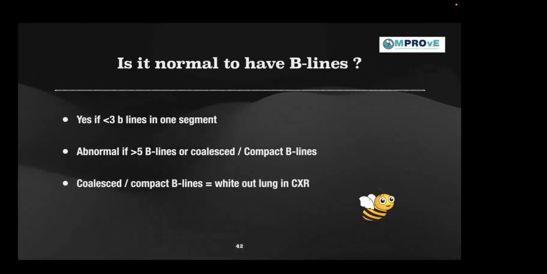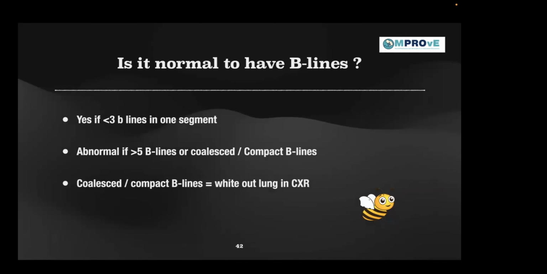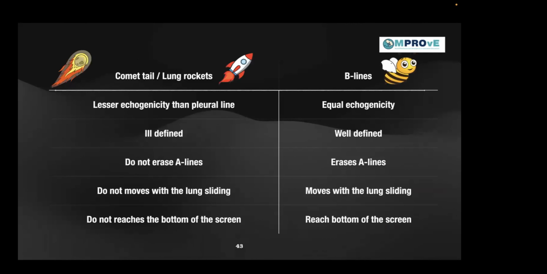And compact B lines or coalescent B lines, consider it as a whiteout lung in chest X-ray. When you see a whiteout lung in chest X-ray, there is fluid replacing air, or there's an inflammation, again exudates and loss of air, you see a whiteout chest X-ray. And exactly the same thing, you see compact B lines on the lung ultrasound. Here I have listed out the differences between the comet tail and the B lines.